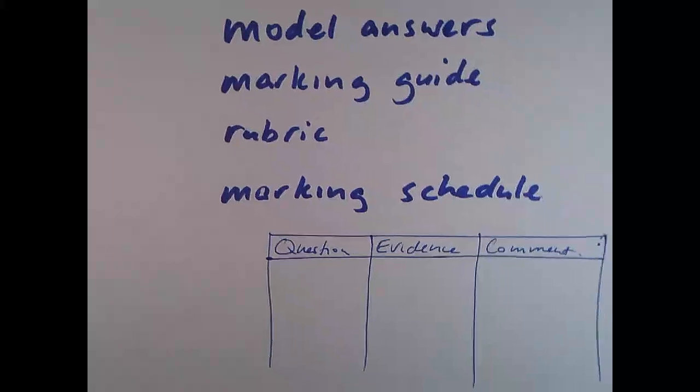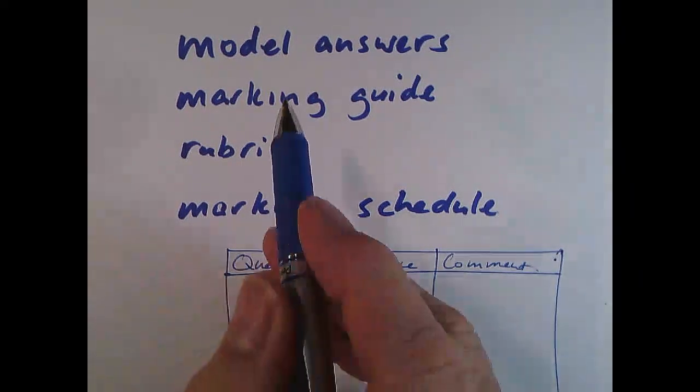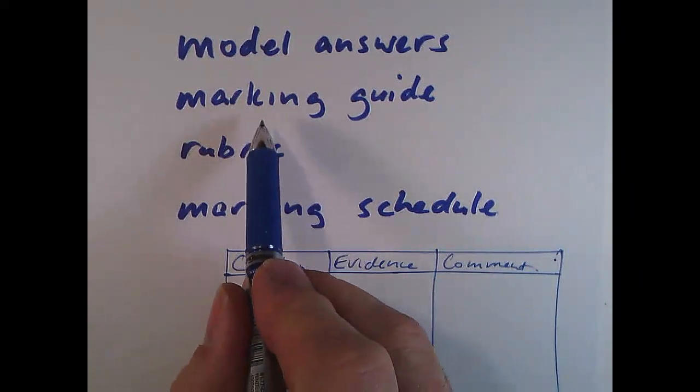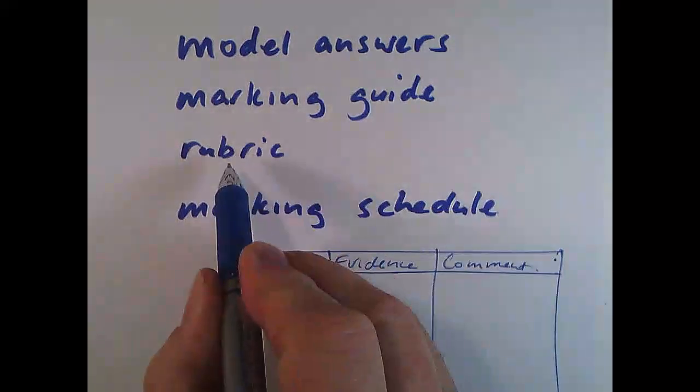Now, these are the key words. There possibly are a couple of others. Let's say you have a maths test. You might use a set of model answers to mark the test. Some other types of assessment can be coped with, say, like a marking guide or a rubric.